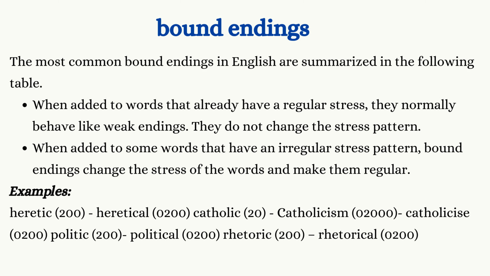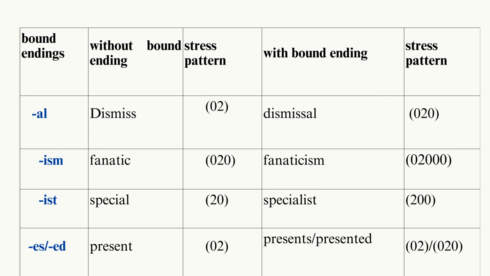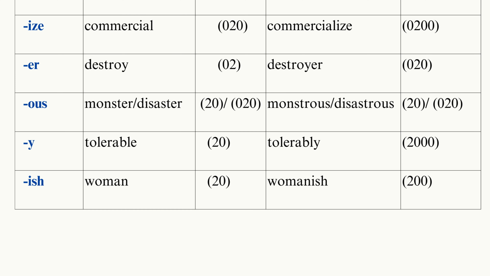Heretic, 200. Heretical, 0200. Catholic, 20. Catholicism, 02000. Catholicize, 0200. Politic, 200. Political, 0200. Rhetoric, 200. Rhetorical, 0200. As you can see, adding bound endings can either maintain the original stress pattern or regularize it, depending on the word. In the following table, you'll find the most common bound endings along with examples that illustrate how they affect the stress pattern of the word.